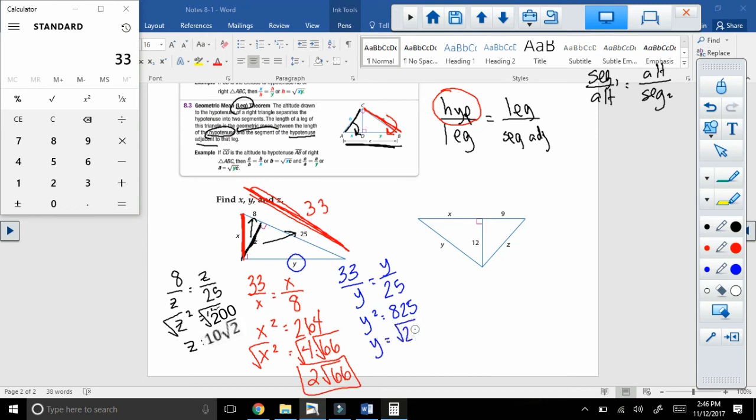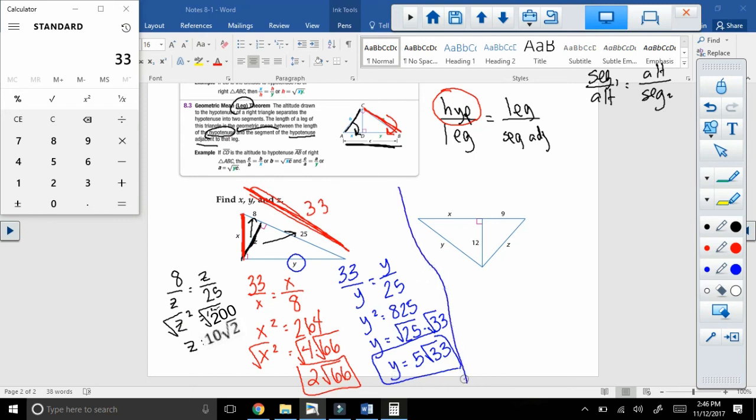This is going to be the square root of 25 times the square root of 33. So the final answer, the way I'd want you to write it, is 5 radical 33. And it will not be full credit if those are not in radical form.